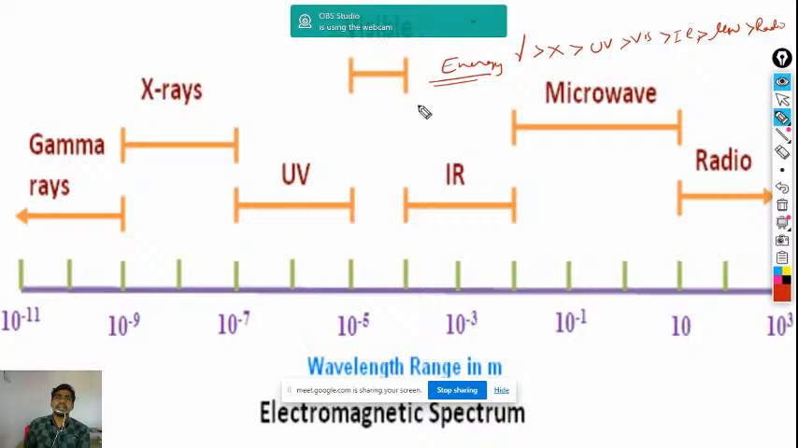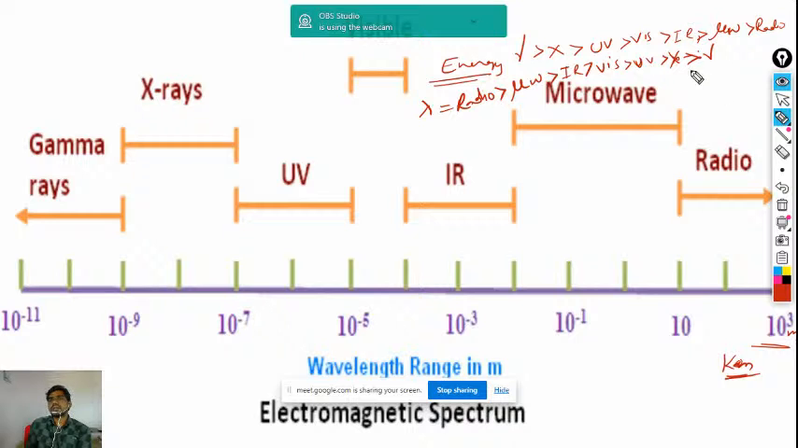If I write in terms of wavelength, the highest wavelength will be this, 10 to the power of 3, which means kilometer. Its wavelength will be up to kilometers. So first radio, then microwave, then IR, then visible, then UV, then X-ray, then gamma rays.